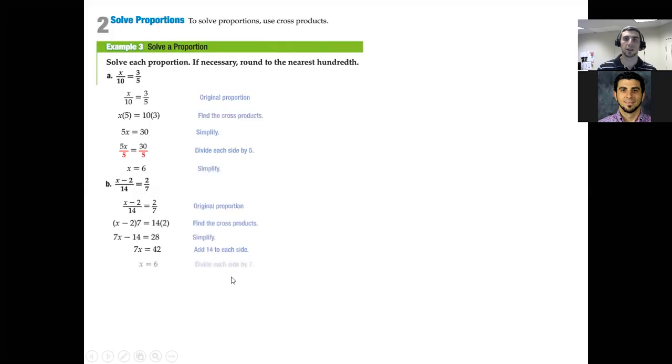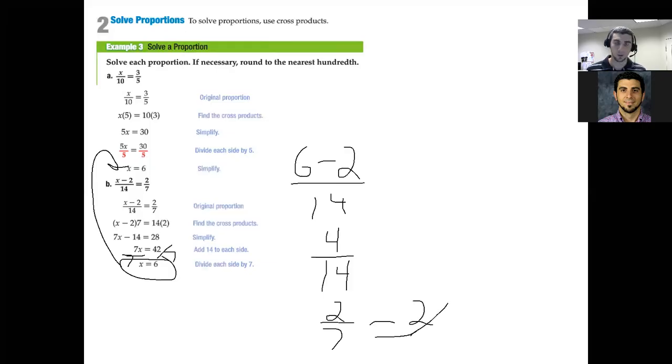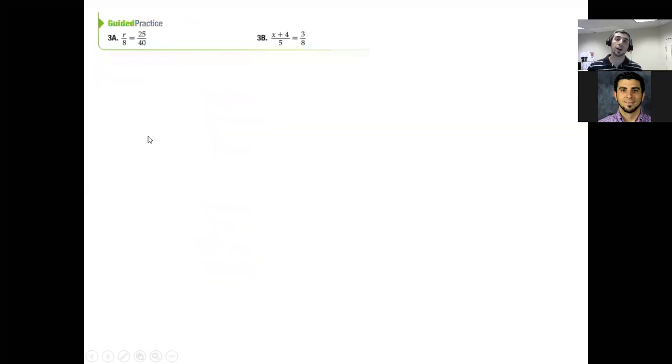And then divide both sides by 7. Forgot to put that on there. And you get x equals 6. Now, if you substitute 6 in, you get 6 minus 2 over 14. 6 minus 2 is 4. And in simplest form, that's 2/7, which is equal to itself, 2/7. So we're good. All right, here's a couple for you to try. Go ahead and pause the video and hit play when you're ready.